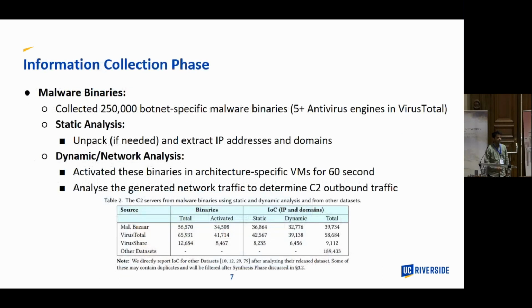One of the sources is malware binaries, which provide direct information about C2 servers. We performed static and dynamic binary and network analysis on these binaries, and we extracted a majority of data from these malware binaries. The details of static and dynamic analysis are greatly explained in our paper, so I would encourage all of you to read it.